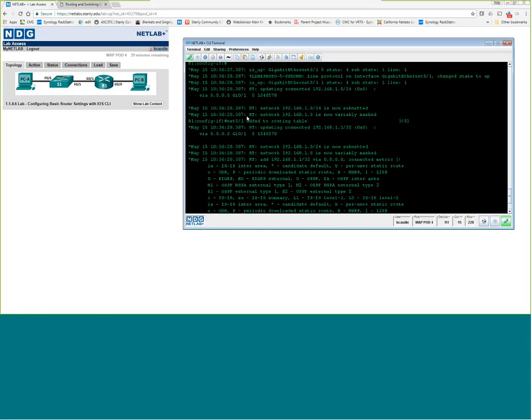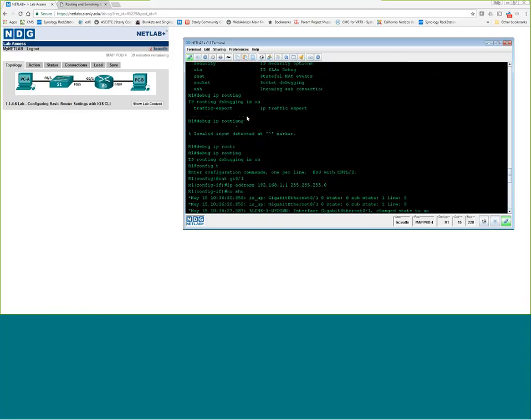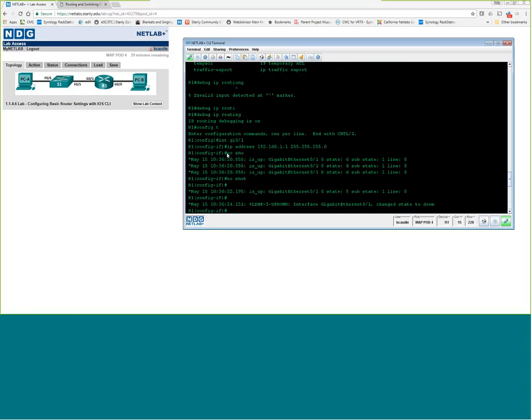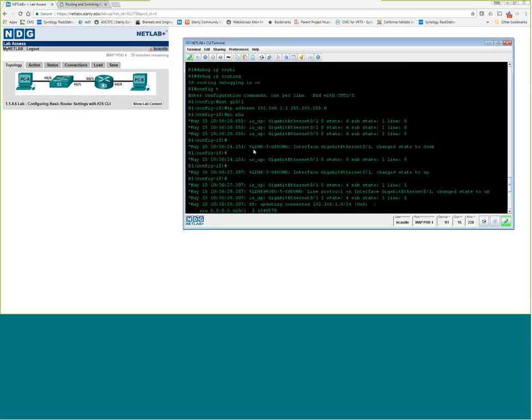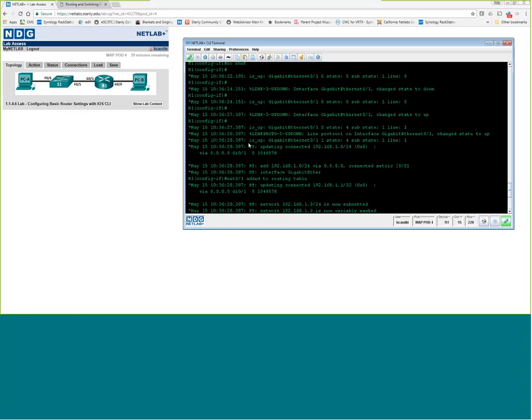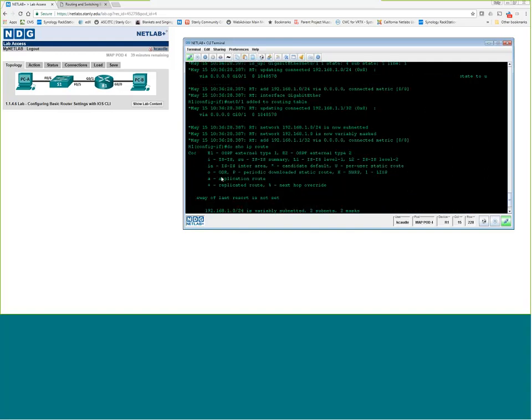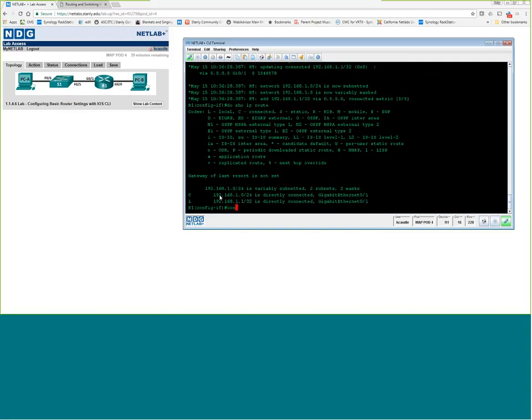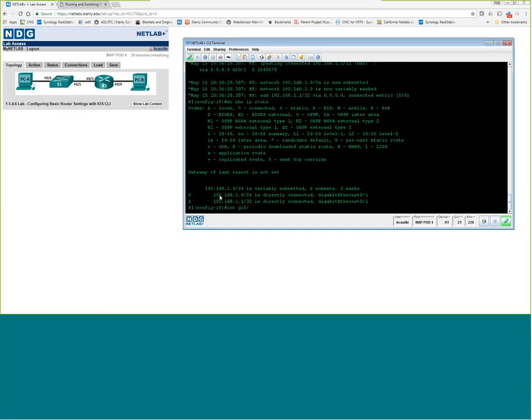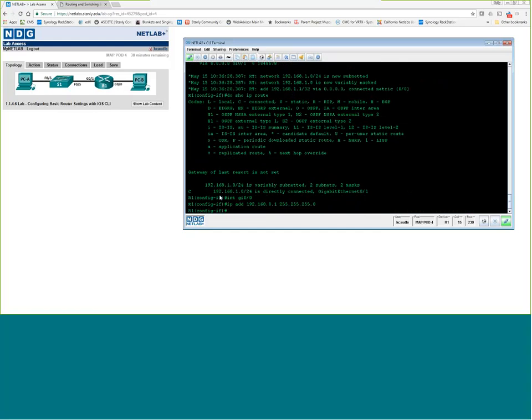As soon as I added the IP address and did the no shutdown command, because remember, interfaces on a router begin their life shut down, as soon as it came up, the route table went in and added that into the route table. Now if I do the same on the other side, if I go to int gi 0/0, do ip address, and on this side it's 192.168.0.1 255.255.255.0, and I do a no shut.